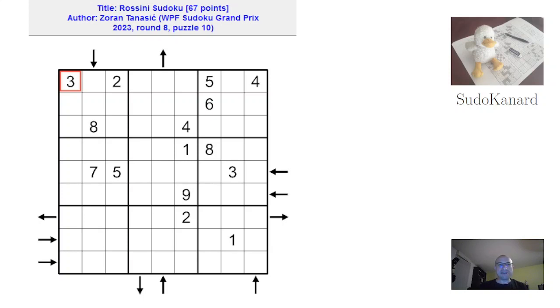So the special rule of Rossini is that whenever you have such an arrow, it means that the first three digits are in ascending order in the orientation of the arrow. So here it's ascending, and here those are in ascending order. Here this digit is smaller than this one. So this could also be shown by just thermometers.